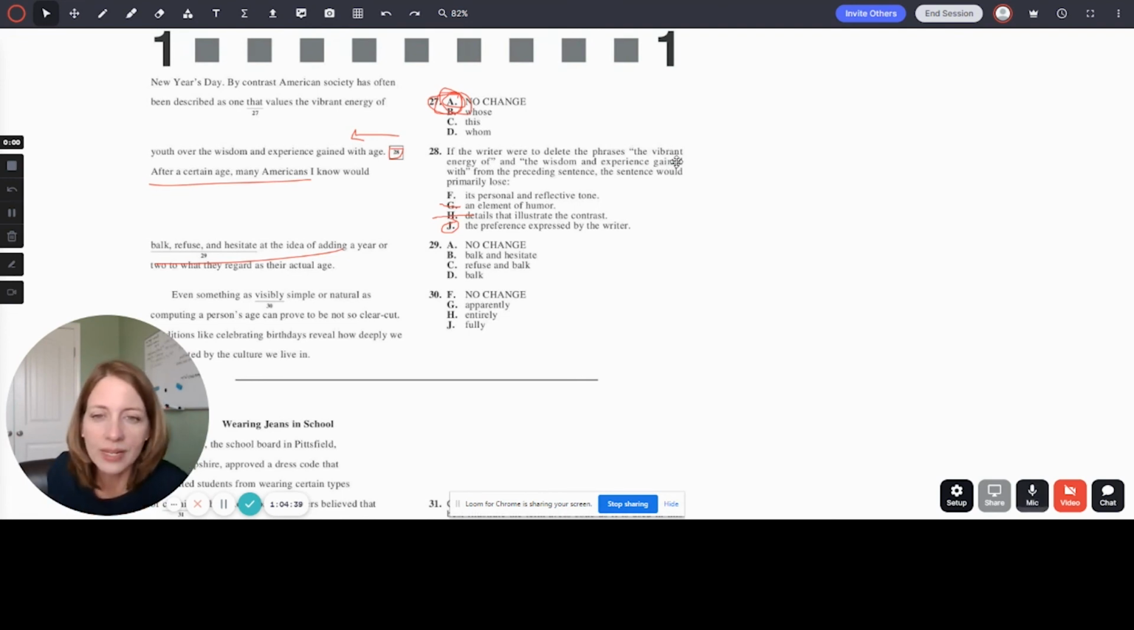Excuse me. If the writer were to delete the phrases, okay, so illustrating, my brain was going numb there. So it happens to your teachers too. I'm sitting there reading it, but not reading it. Okay. So H, I think, yeah, it's contrasting.